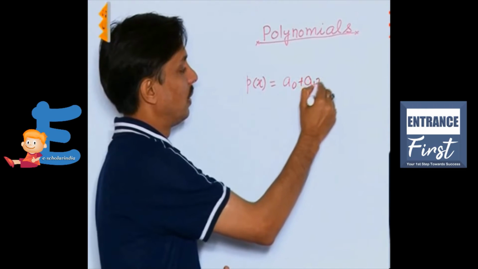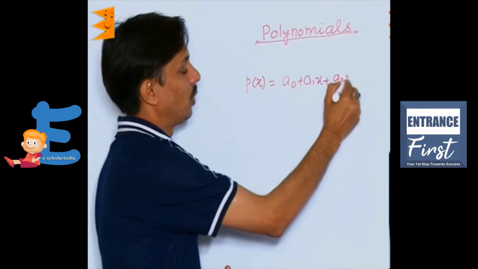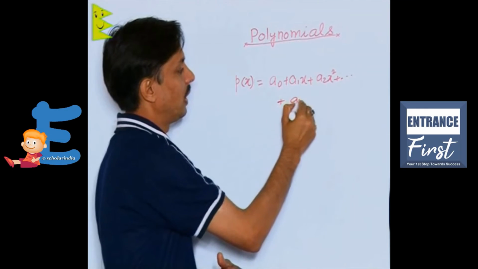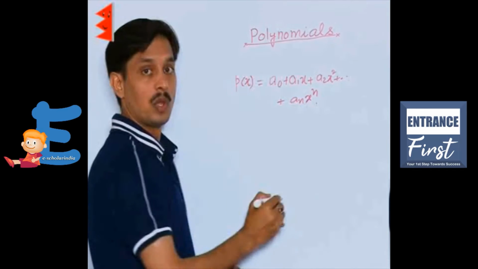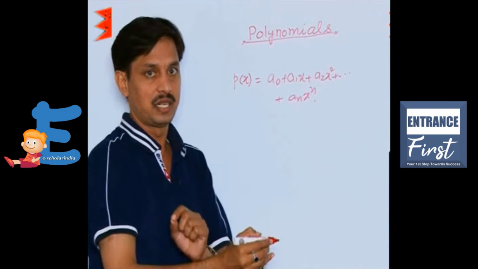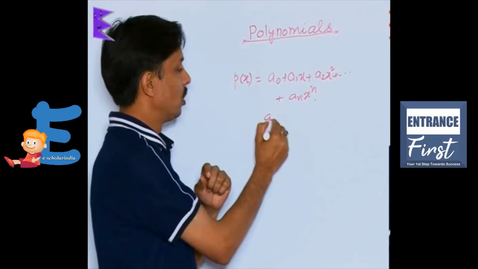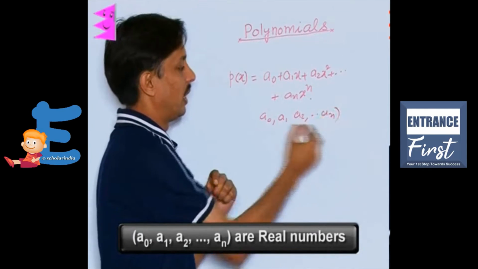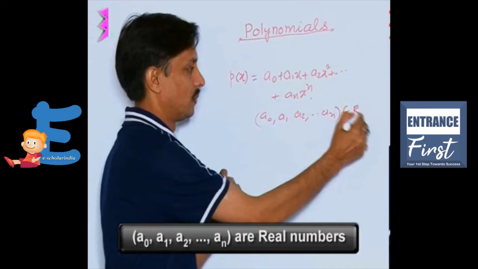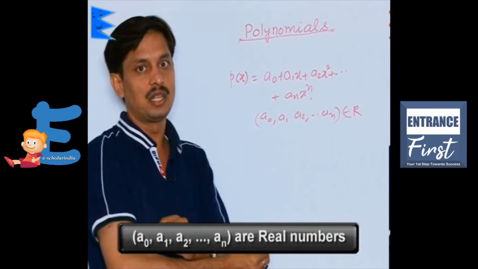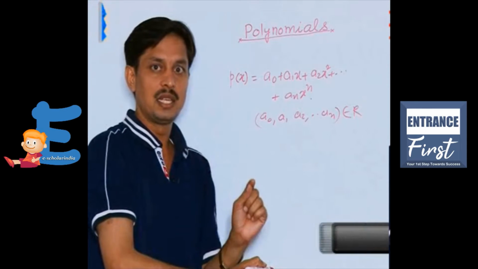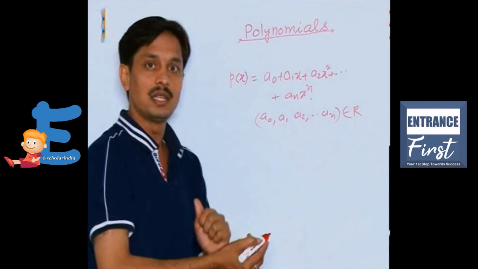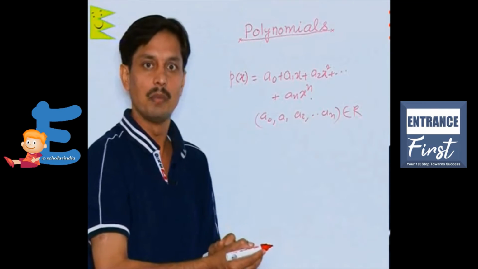A0 plus A1x plus A2x square plus dot dot dot plus AnXn, where you must understand A0, A1, A2 and An are real numbers. You must be aware of what real numbers are. Any rational or any irrational number falls in the category of real numbers.